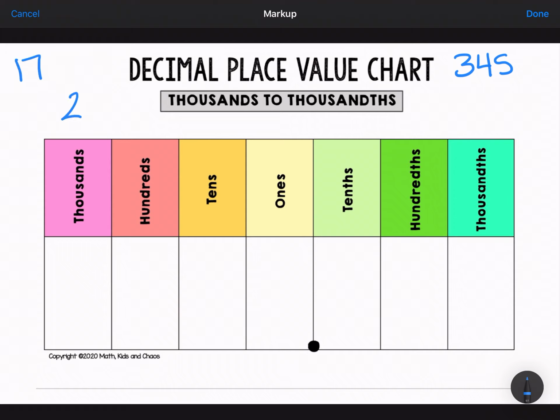17, 28, and then we'll move into some decimals. So let's do a number like this. And let's change that 17 to that one. And we're going to change the 28 to that one. All right, we'll see where that takes us.